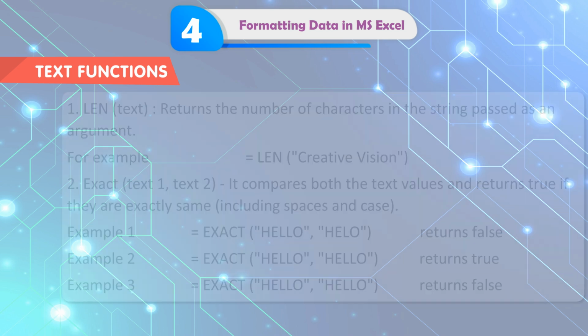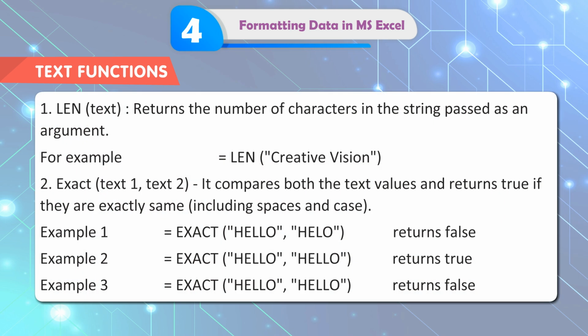Text functions. 1. LEN(text) returns the number of characters in the string passed as an argument. For example, =LEN("Lee"). 2. EXACT(text1, text2) compares both text values and returns TRUE if they are exactly the same, including spaces and case. Example 1: =EXACT("hello","HELLO") returns FALSE. Example 2: =EXACT("hello","hello") returns TRUE. Example 3: a mismatch returns FALSE.